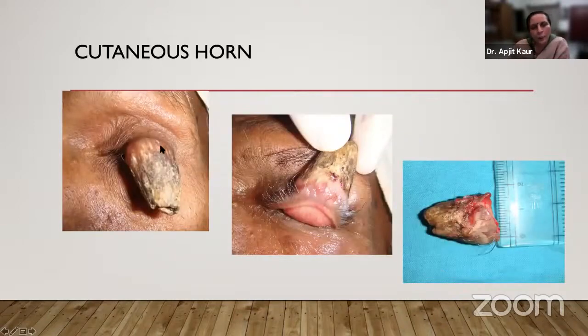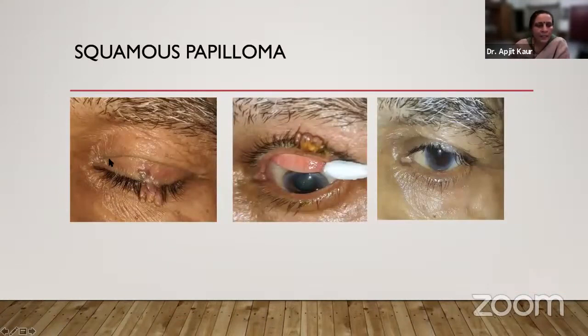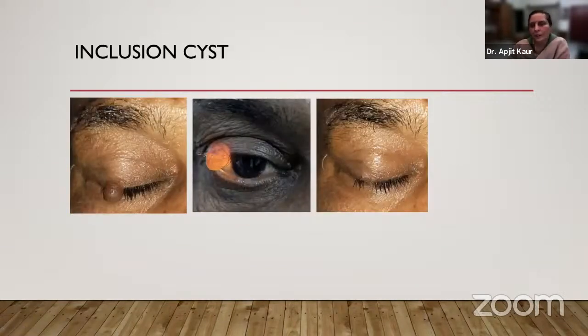Now, this is a cutaneous horn. It was shown in one of the earlier talks. This was excised and the base is sent for biopsy. This is a squamous papilloma, again excised. Inclusion cyst, again a superficial excision.